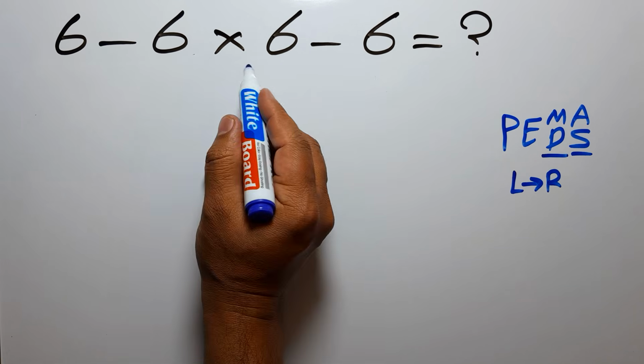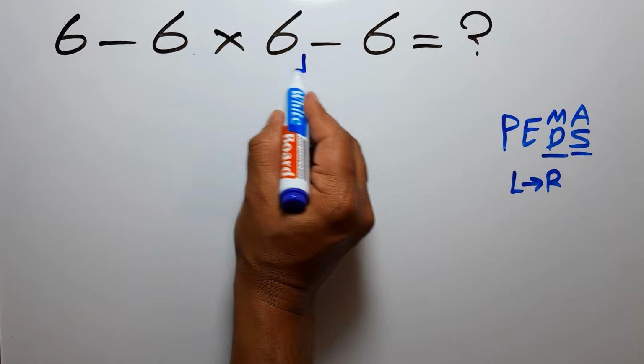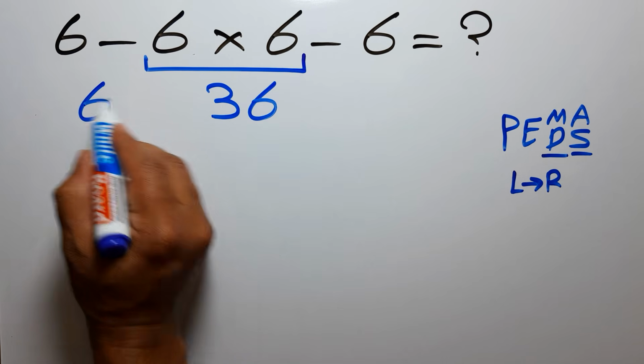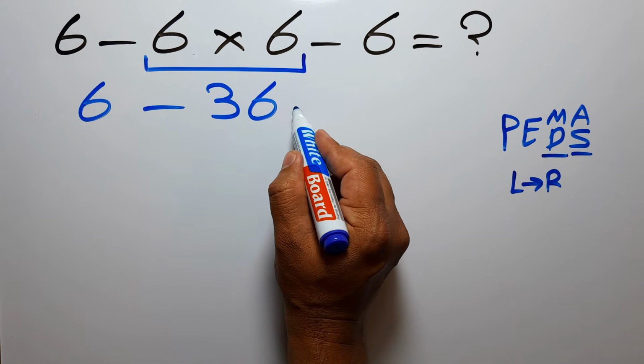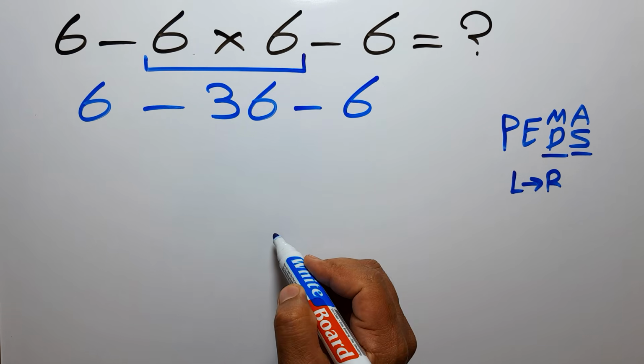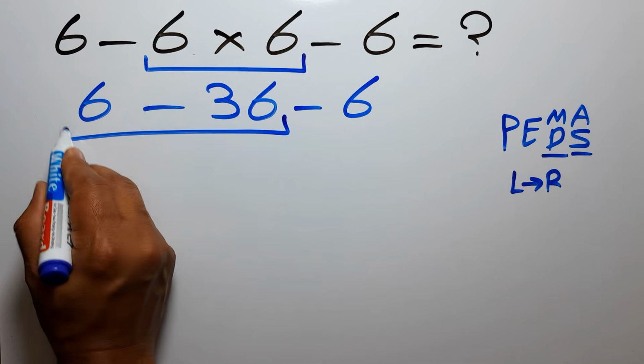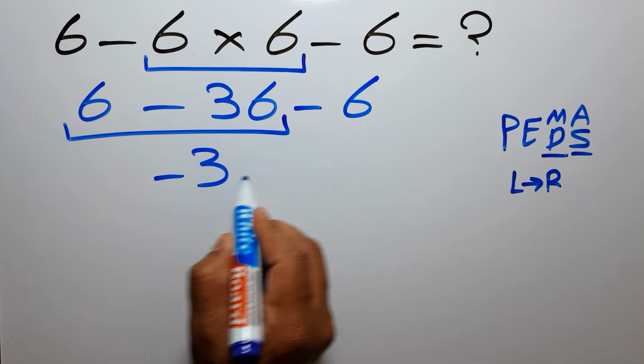So first we have to do this multiplication. 6 times 6 gives us 36. So we have 6 minus 36, then minus 6. Now we have to do this subtraction. 6 minus 36 gives us negative 30.